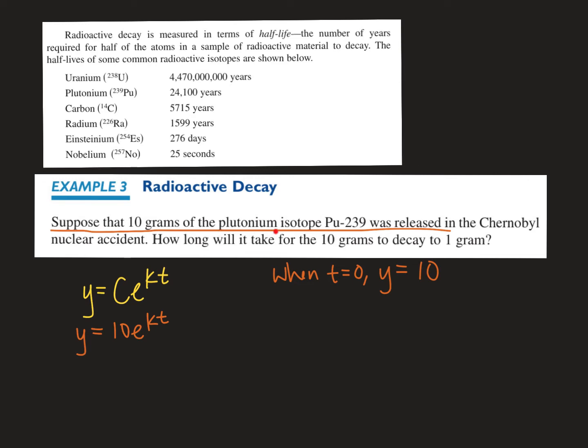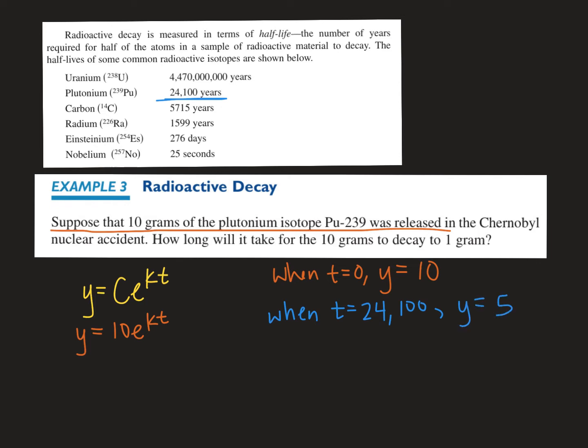We know that because it's this specific isotope, Pu-239, it's going to take 24,100 years for that 10 grams to halve itself. So to go from 10 grams to 5 grams, it's going to take 24,100 years. Let's write that out as another initial condition. I'm going to underline this because that's giving us information. So this is saying when this many years have passed, so when t equals 24,100, we know that the amount remaining is 5 grams.